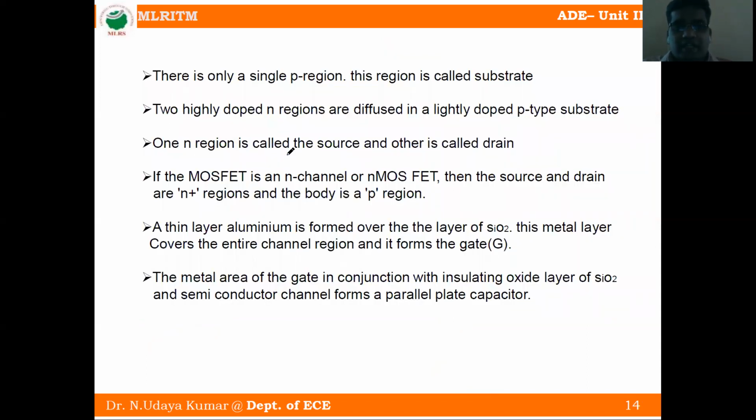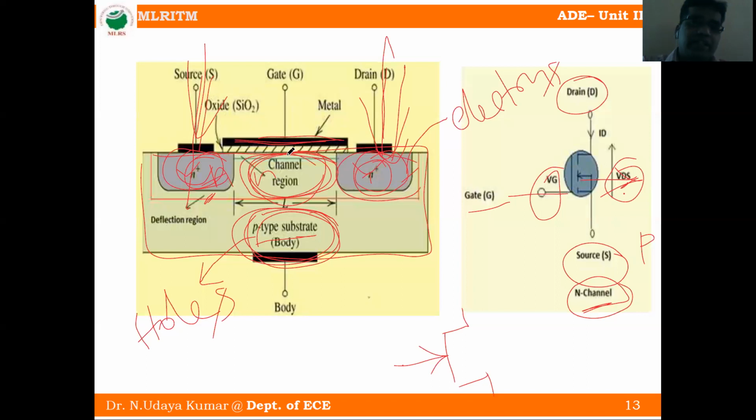So a thin layer of aluminum is formed over the layer of SiO2. This metal layer covers the entire channel region and it forms the gate. So this one is the gate terminal. This metal layer forms the gate terminal.